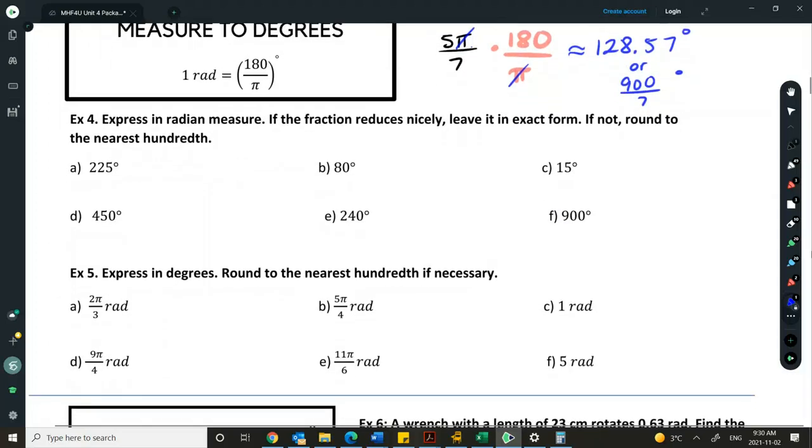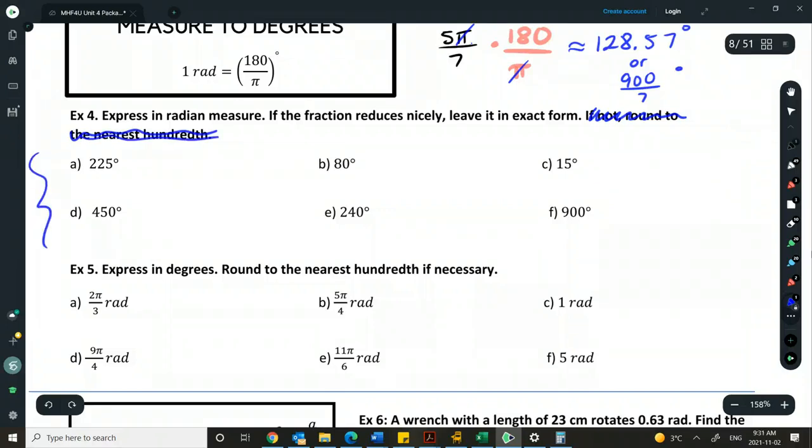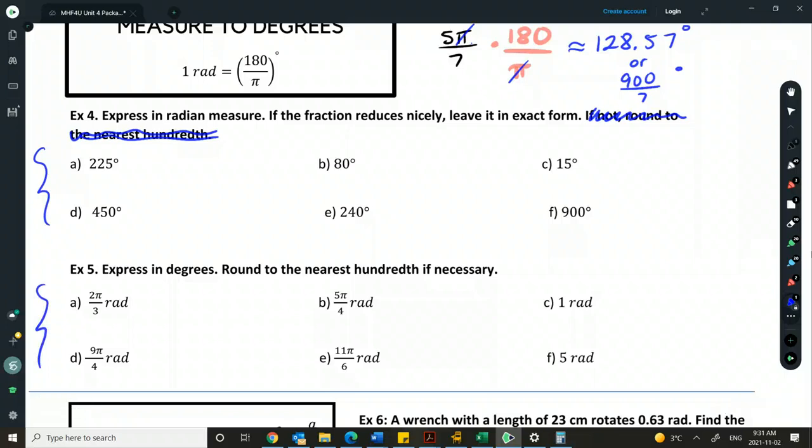Okay, so we're going to do a little bit of practice here. I'm going to give you a couple minutes to do number 4 and 5. All of these can be expressed in exact form, so you should not need to round to the nearest hundredth. For all of these, express in exact radian form, fully simplified. Once you finish that, if we haven't taken this part up, you can move on to number 5 and see if you can express these all in degrees. I'm going to give you a couple minutes to do that.